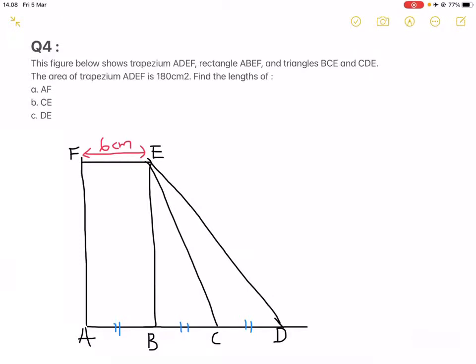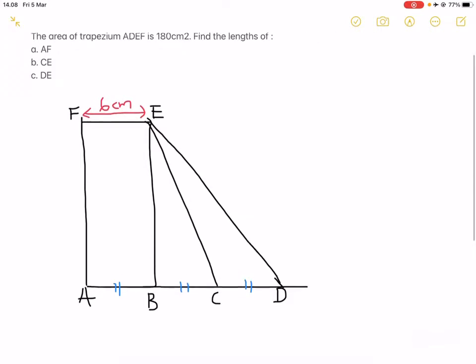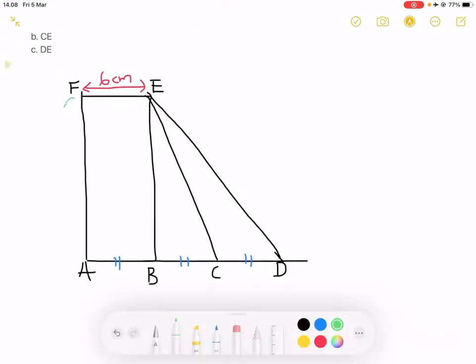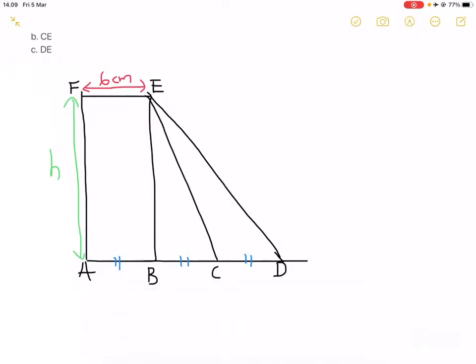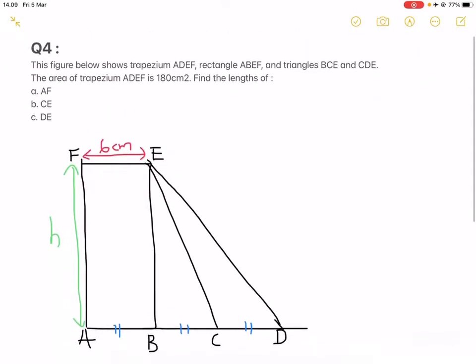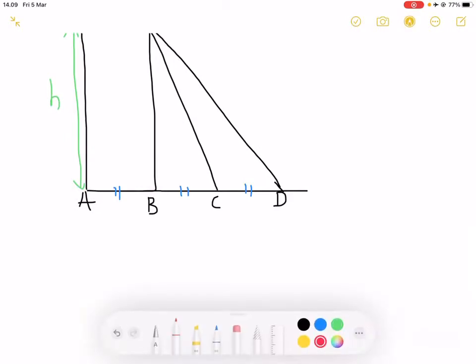So first, let's just work out the length of AF. I'm going to first assume that the length of AF will be h for height, because why not? And since we know that ABEF is a rectangle, this length is also 6 centimeters, because opposite sides are equal. And since these line segments are also equal to 6 centimeters, therefore the whole segment of AD will be 18 centimeters.